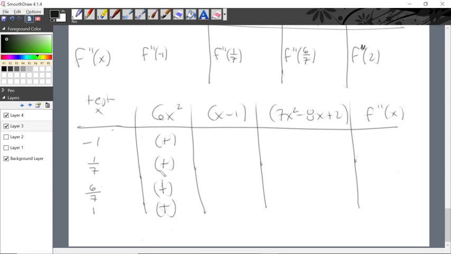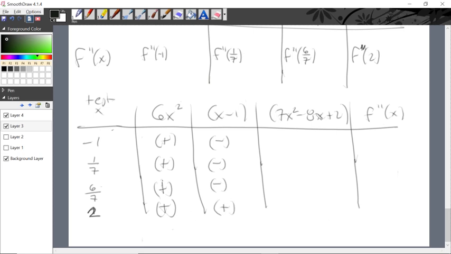Oh, wait a second. This shouldn't be a 1, right? This should be 2 as the test value, because I don't want to get 0 there. We're doing f double prime of 2. So you plug x equals 2 into this. Okay, x equals -1 into x minus 1, you get a negative number, right? 1/7 minus 1, negative. 6/7 minus 1, that's also negative. But 2 minus 1, that would be positive.